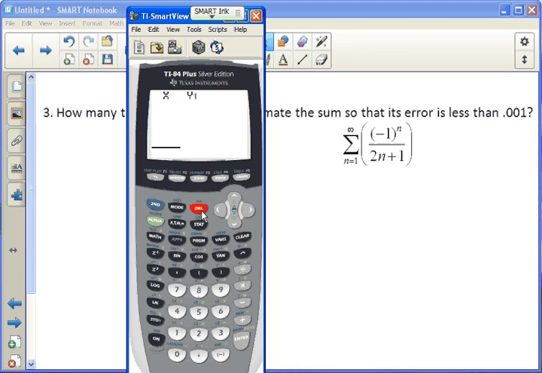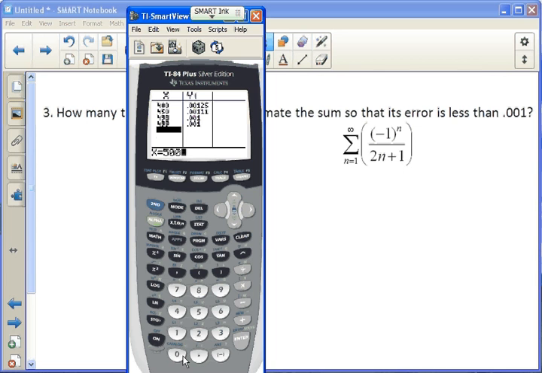Okay, not there yet. Let's try 450. Not there yet. Let's try 500. Sorry, that wasn't right. 500. Okay, so it's going to be somewhere around here. Looking at that, that one actually falls below. So it's going to be right around 500. So let me back up and try 498, 499, and then 500. And again, we're looking for the first time it either equals 0.001 or falls below it.